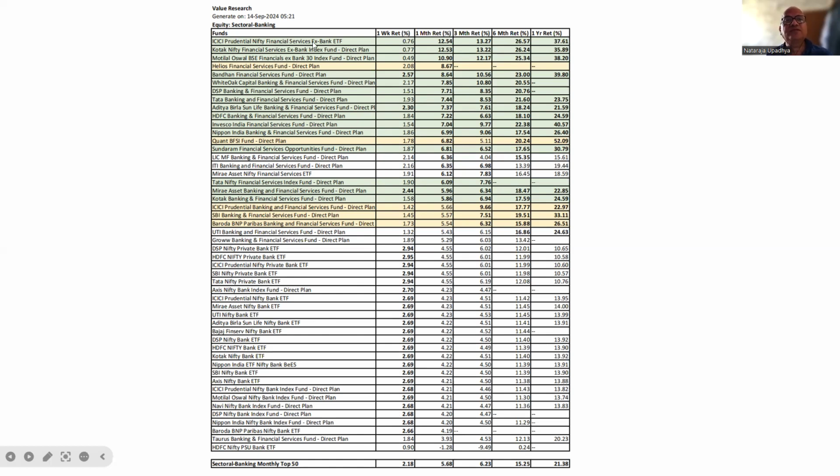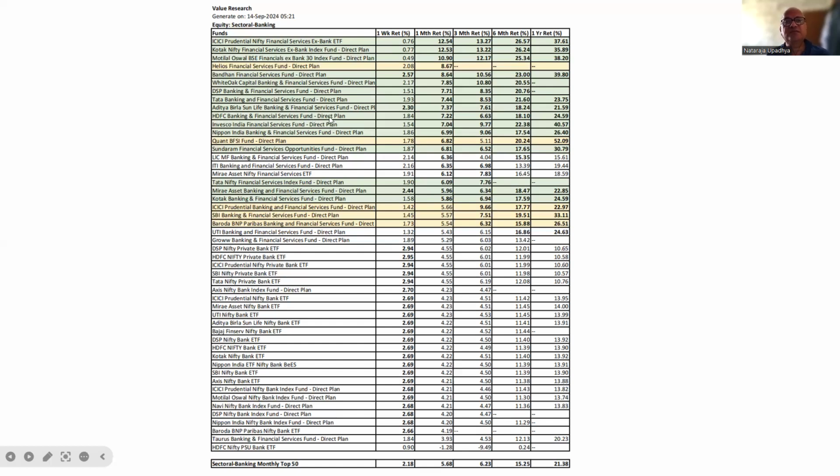ICICI Prudential Nifty Financial Services Ex-Bank ETF 12.54 for the month. Kotak Nifty Financial Services Ex-Bank Index Fund 12.53 for the month. Motilal Oswal BSE Financials Ex-Banks 30 Index Fund 10.90 for the month. Bandhan Financial Services Fund 8.64% for the month. White Oak Capital Banking and Financial Services 7.85%. DSP Banking Financial Services Fund 7.71. Tata Banking and Financial Services Fund 7.44. Aditya Birla Sun Life Banking and Financial Services Fund 7.37.